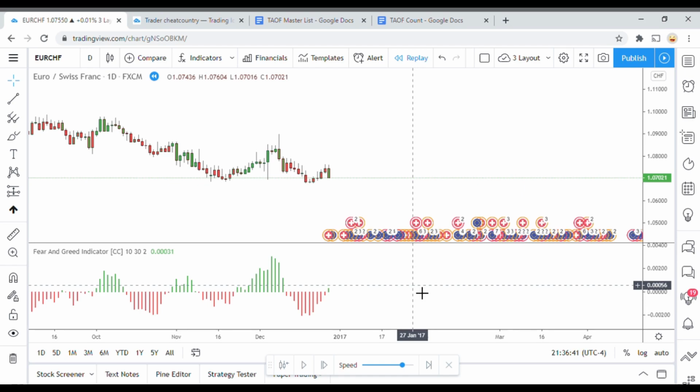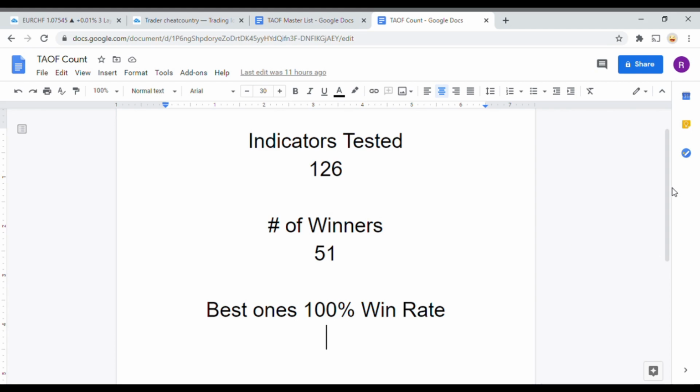All right, as I said, today we will be testing the fear and greed indicator. But before we do, I wanted to put the indicator scoreboard up for everyone to see. So to date, we have tested 126 indicators, and out of those 126 indicators, 51 of them have been winners, which means that they have met or exceeded the 60% win-loss ratio threshold that we have set for them. The best ones so far were able to achieve a 100% win rate.